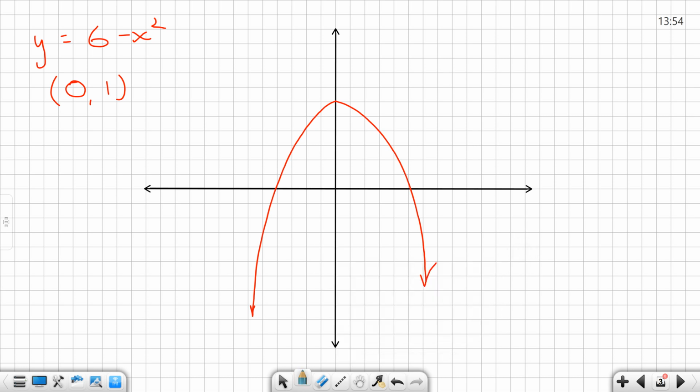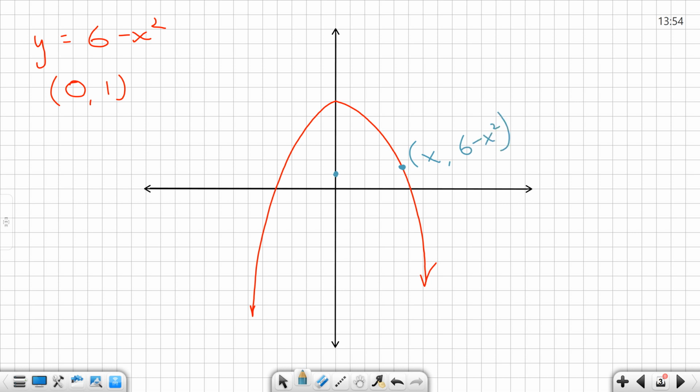And the problem says, what points on that curve are closest to the point 0, 1? Okay, so we understand the problem. You can see that it's probably going to be somewhere like over here. So let's just pick a point at random. I like this guy over here, gives me some working space. Where is that point that I just put on the curve? X, 6 minus x squared.